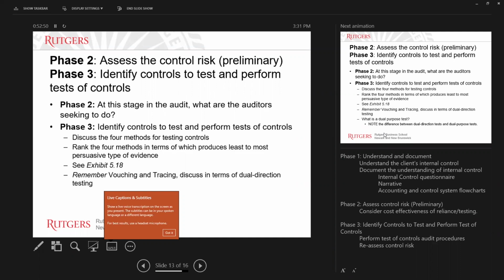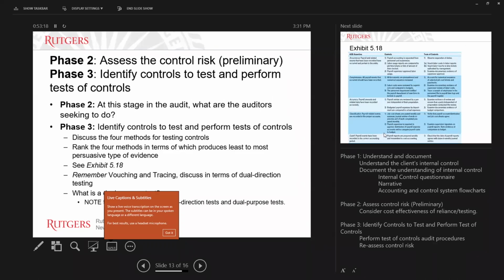A dual direction test is a test where if you perform the test in one direction, going from the system to supporting documentation, you're getting evidence for one assertion. If you go in the opposite direction, going from support to the system or the financial statement accounts, you're getting evidence of another assertion. The directions, dual direction testing. That is different than what's called dual purpose testing. You do have to know both.